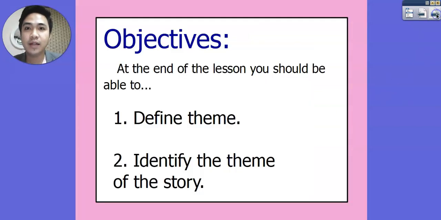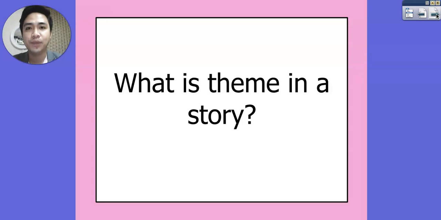Alright, so what are the objectives for today? We will define theme and identify the theme of the story. So question, what is theme in a story?